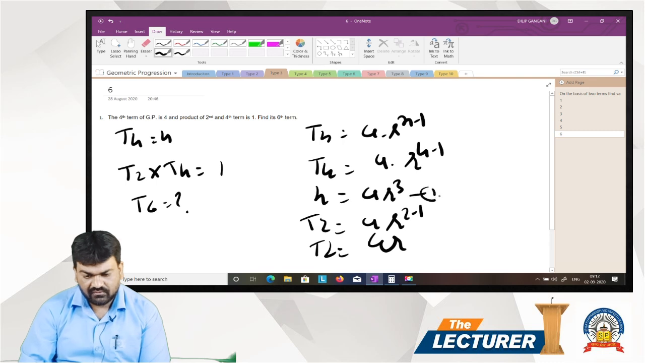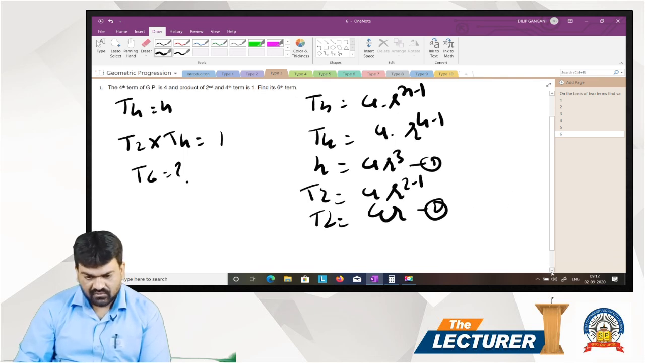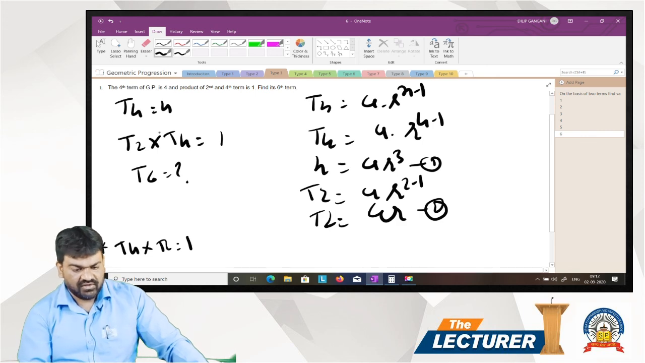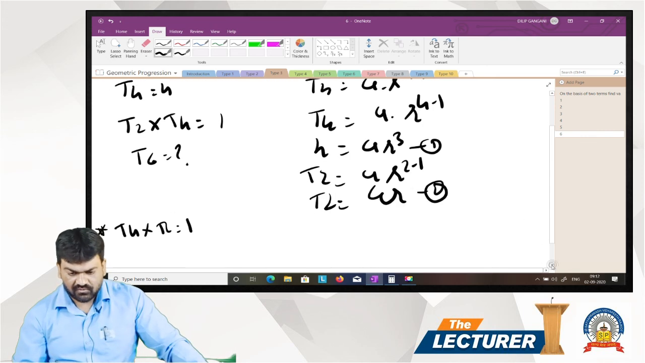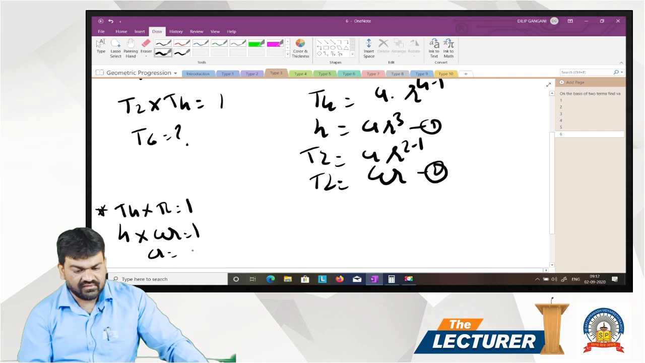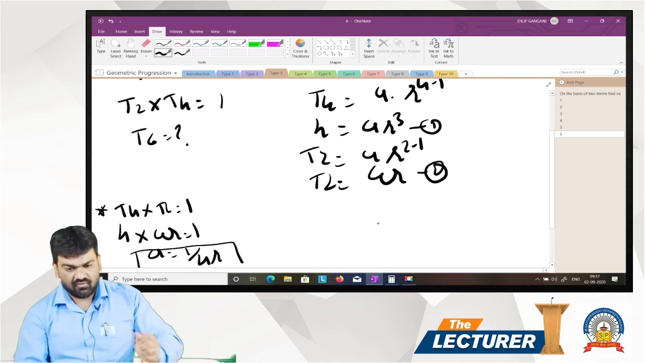Same way, we have T4. Okay, T4 multiplied by T2 is equal to 1. What is T4? T4 is equal to 4. 4 multiplied by, what is T2? AR is equal to 1. So A is equal to 1 by 4R. A is equal to 1 by 4R.